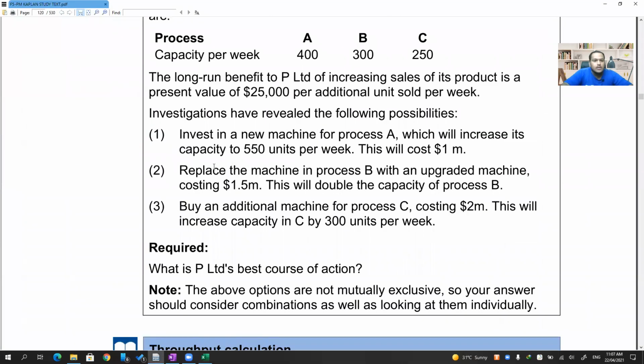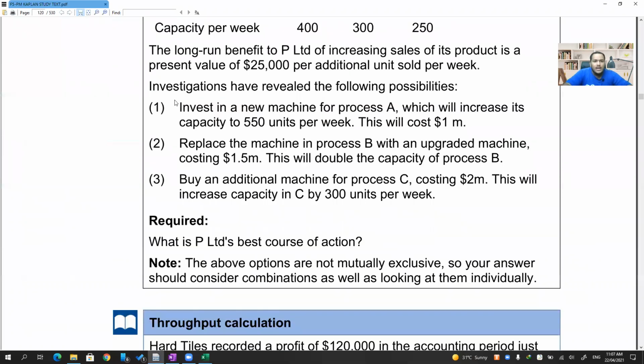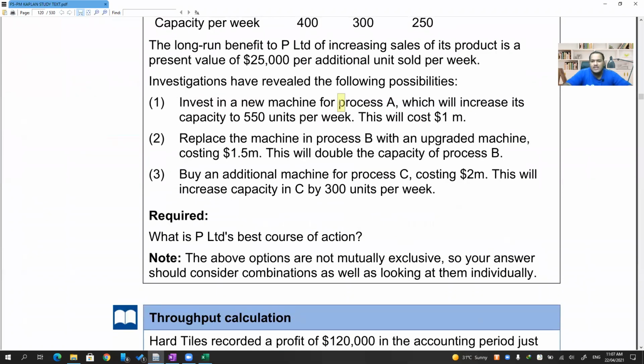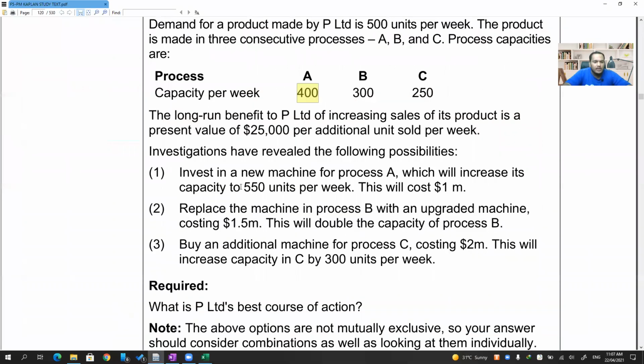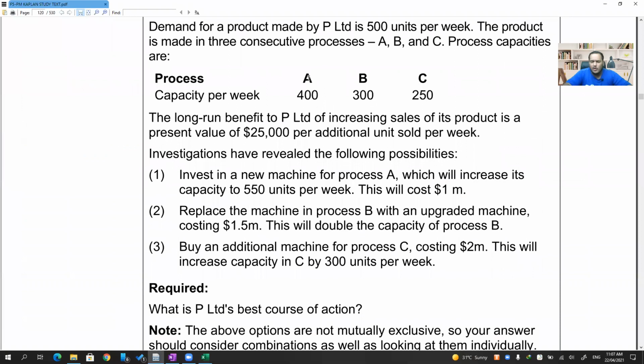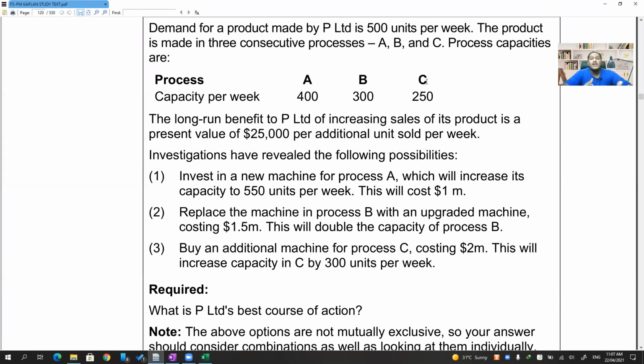Then investigations have revealed the following possibilities. What is the first one? Invest in a new machine for process A, which will increase its capacity to 550 units per week. Sir, currently what is the capacity of A? 400. You can increase it to 550, but it will cost you $1,000,000. But God bless your soul, why do I want to even increase process A capacity, sir? My bottleneck is C. First, I would want to eliminate the bottleneck in C, not in B or A.